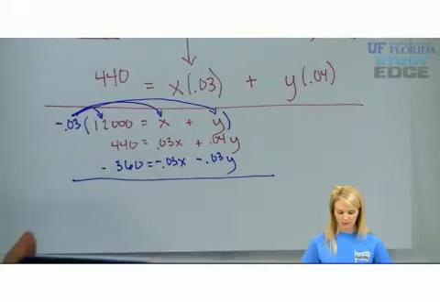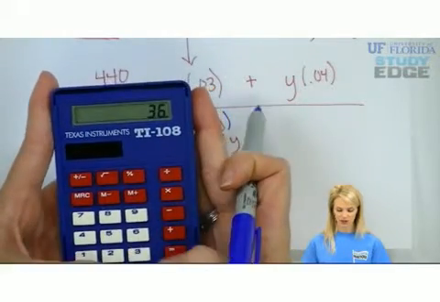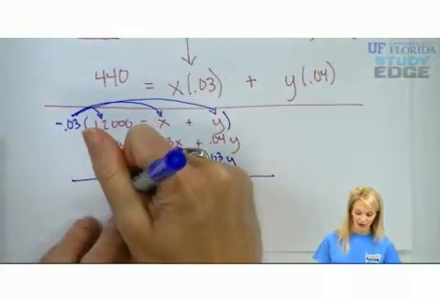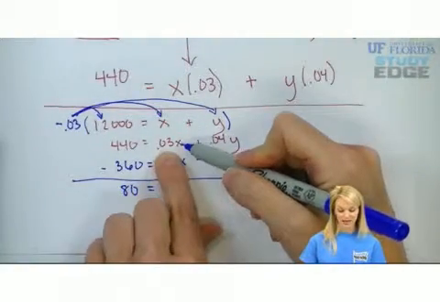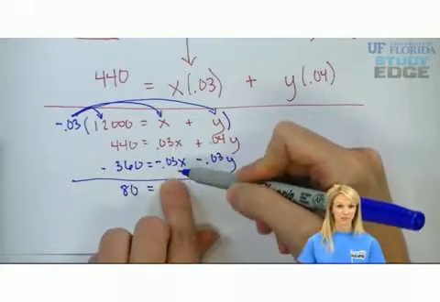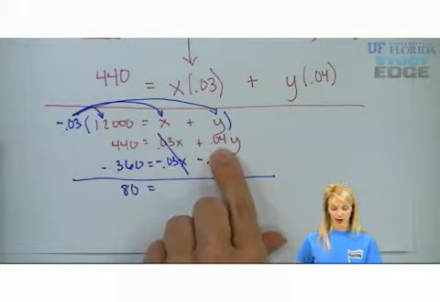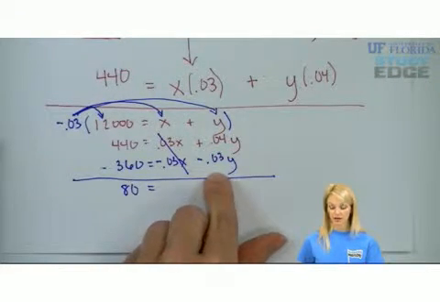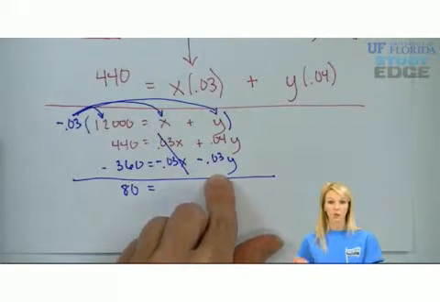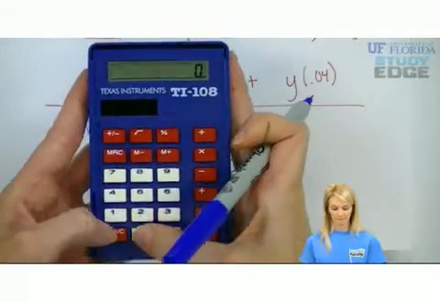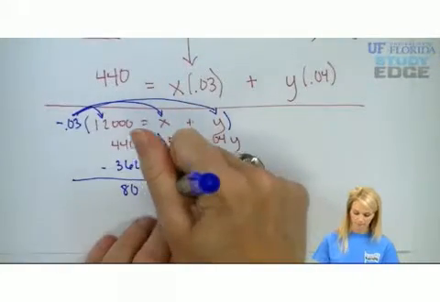We get 440 minus 360. So 440 minus 360 gives us 80. So we have 80 on our left. Now let's see what happens. 0.03x minus 0.03x. What happens when you combine those? They cancel out. Let's look at our next one. 0.04y minus 0.03y. 0.04 minus 0.03 is going to leave us with 0.01y.